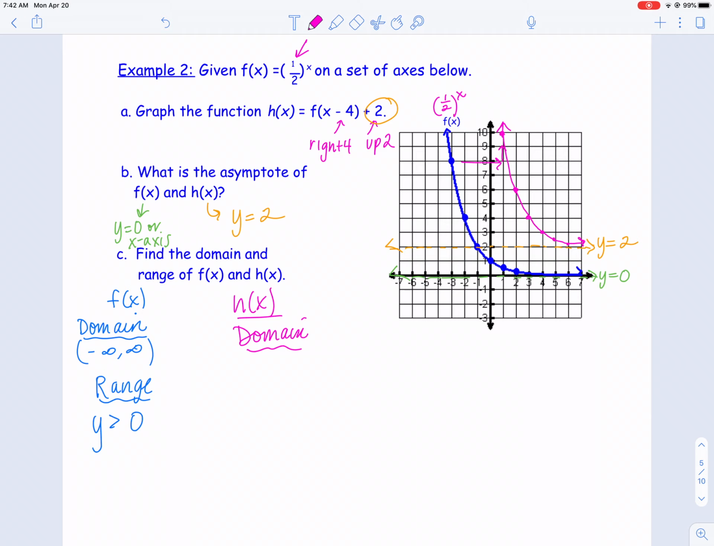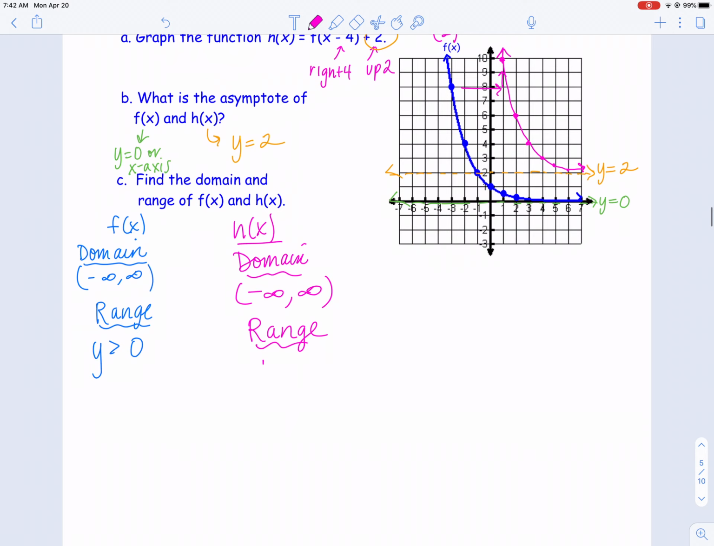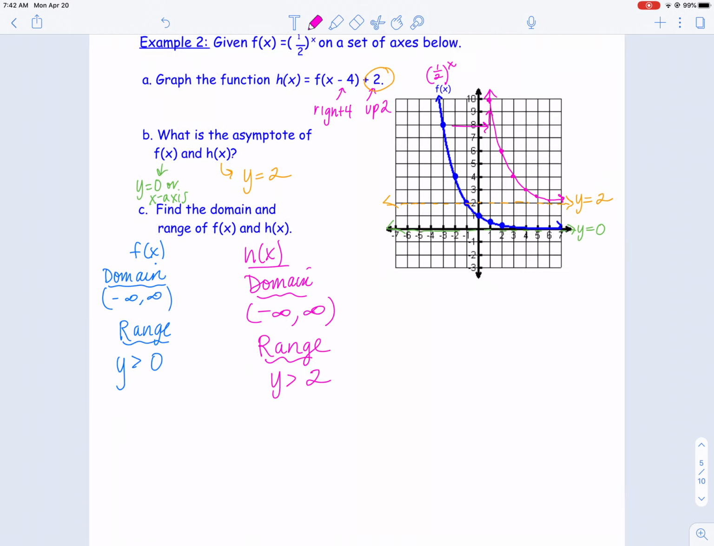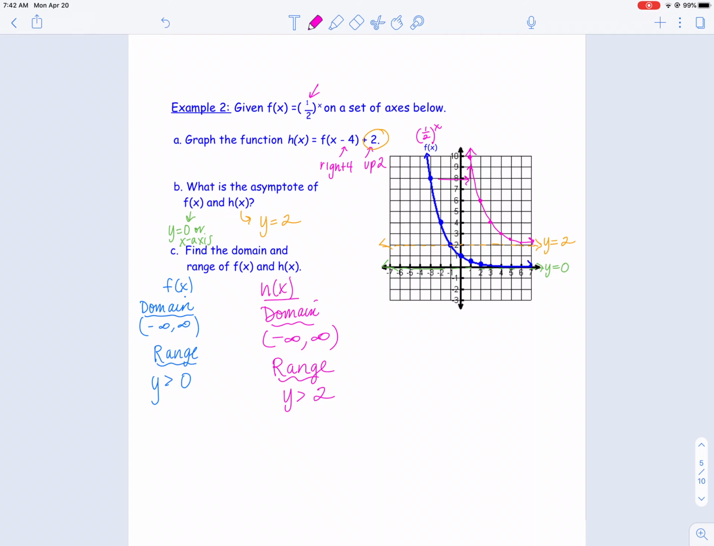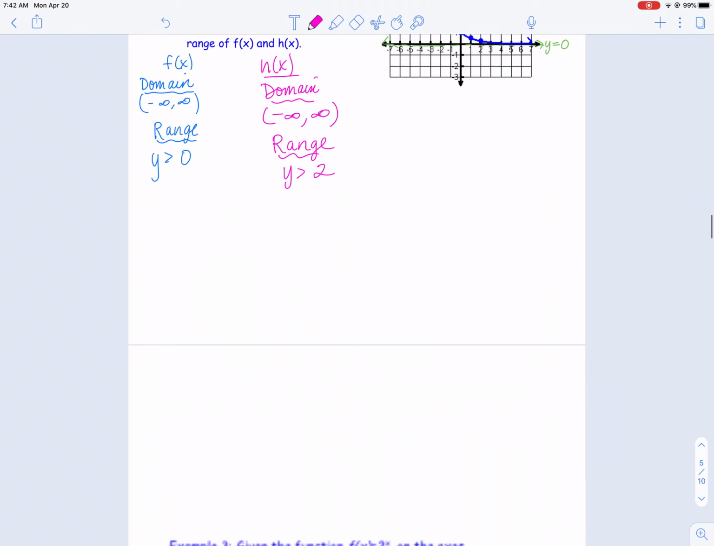That really is going to stretch it out to the left and to the right. It still has a domain from negative infinity to positive infinity. But what's your range? What's changing? Well, your range is no longer everything greater than 0. It's now everything greater than 2. So y is greater than 2. It can't be equal to 2 because it's never going to touch your point at y equals 2. It's everything above it, greater than 2.